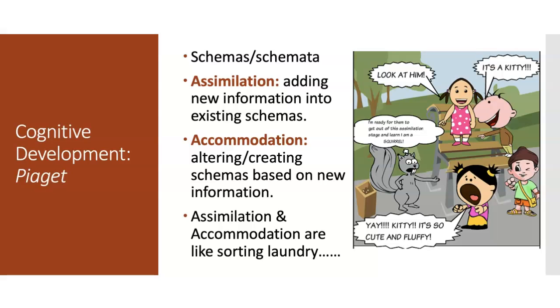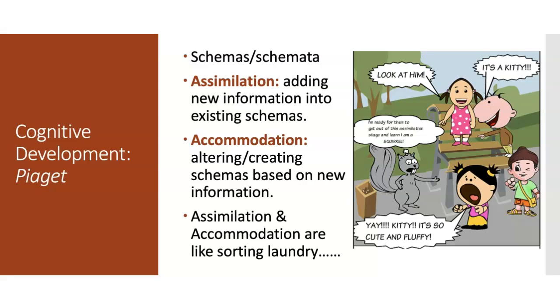So here, the child needs to create a new schema. The parents will tell her, well, actually, no, that's not a horse, that's a dog. So, number one, she will need to alter her schema of a horse. Now she knows that not all 4-legged animals are horses. And now she will need to create a schema for a dog. Okay, this is called accommodation. So the process of altering or creating schemas to deal with new information that doesn't fit into the old ones.